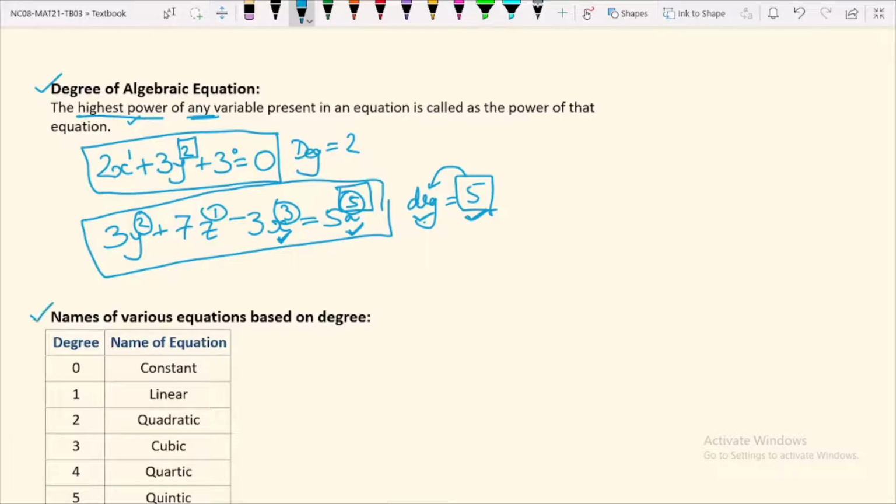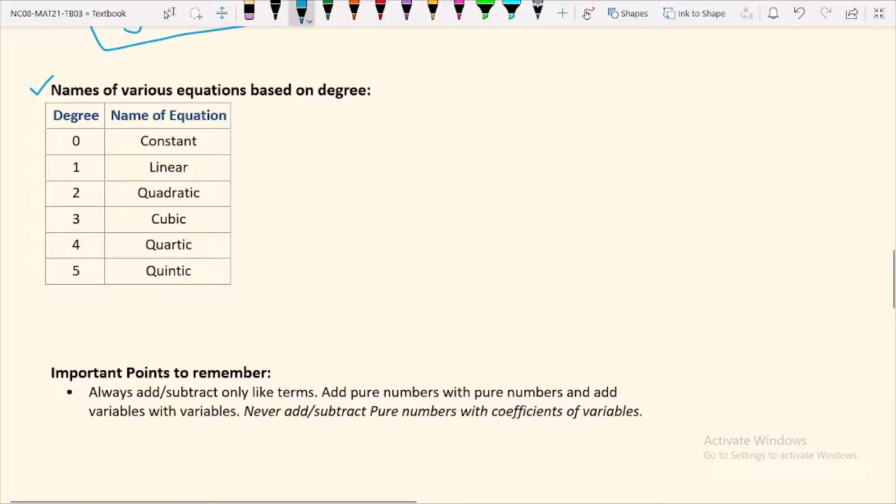So next topic is name of various equations based on degrees. If I have one expression or one equation as 2 plus 3 is equal to 5, in this, what is the highest power? Highest power will be 0, because there is no variable. 2 also has no variable, so the power is 0. 3 also doesn't have any variable, so its power is also 0. 5 also doesn't have any variable, so its power is also 0. So the highest power is nothing but 0. If the highest power is equal to 0, then the degree will be 0.